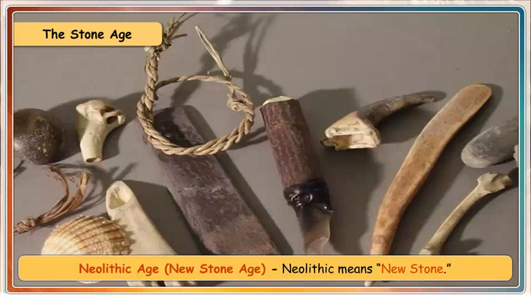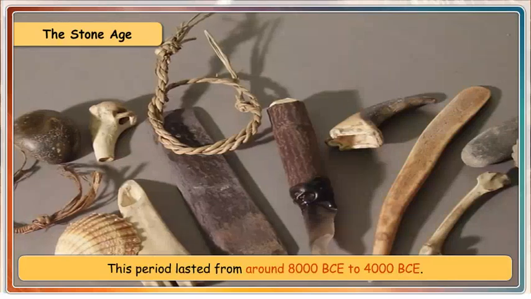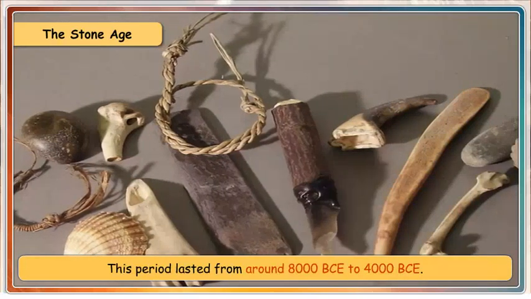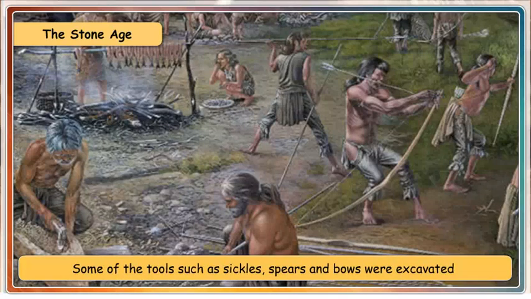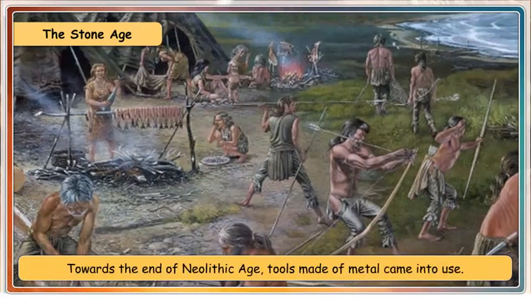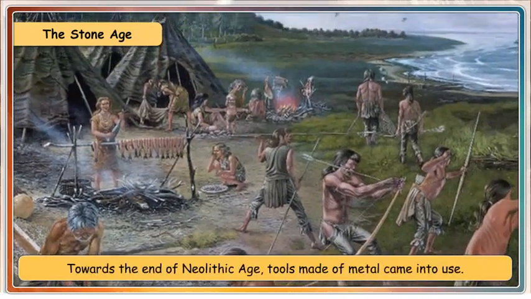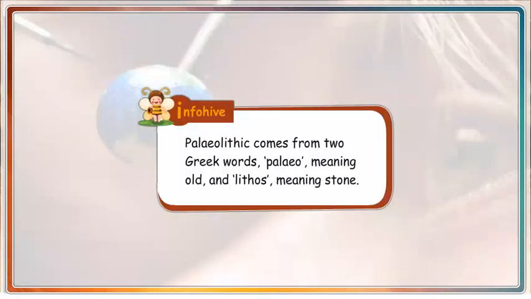Neolithic Age, that is, New Stone Age. Neolithic means new stone. This period lasted from about 8000 BCE to 4000 BCE. The stone tools used in this era were more advanced than in the Mesolithic Age. Some of the tools such as sickles, spears and bows were excavated from the Neolithic sites in India. Towards the end of the Neolithic Age, tools made of metal came into use. Info-hype. The term Paleolithic comes from two Greek words, paleo meaning old and lithos meaning stone.